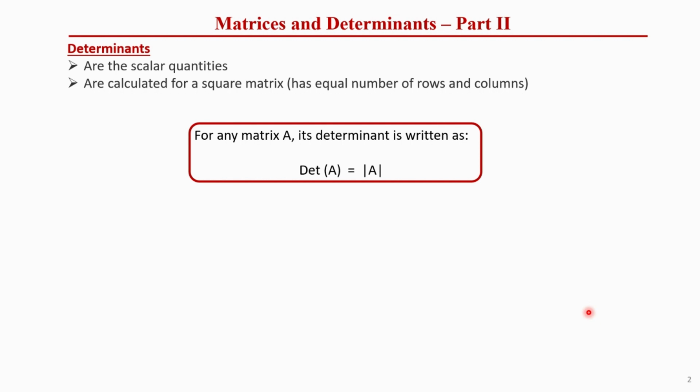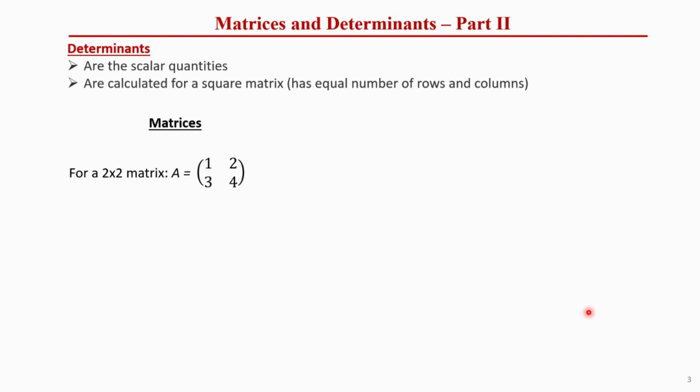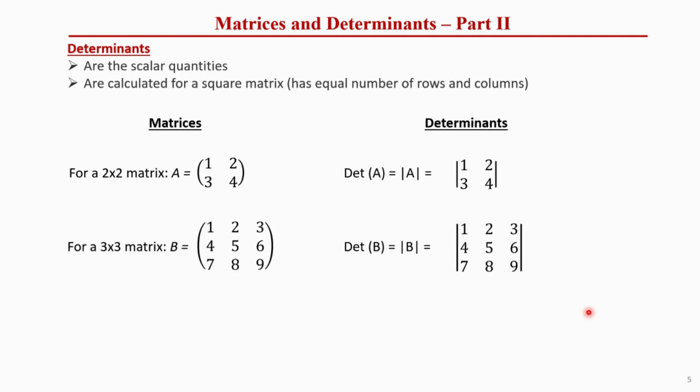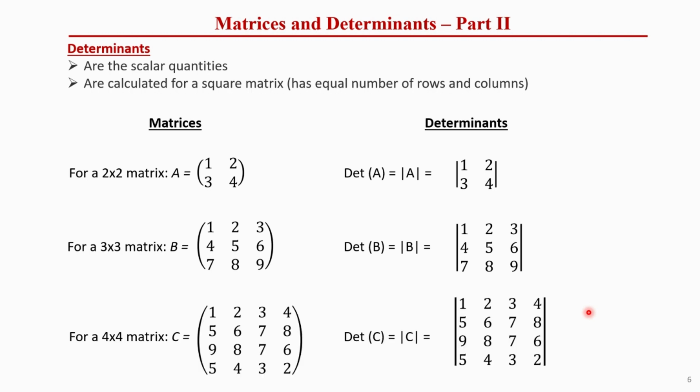Okay, so let's see how we can write determinants for a 2 by 2 matrix. For a 2 by 2 matrix A, the determinant can be written as shown on the right. The elements are kept in between two vertical bars. Similarly, for a 3 by 3 matrix B, its determinant is shown on the right. And similarly for matrix C, its determinant is shown.